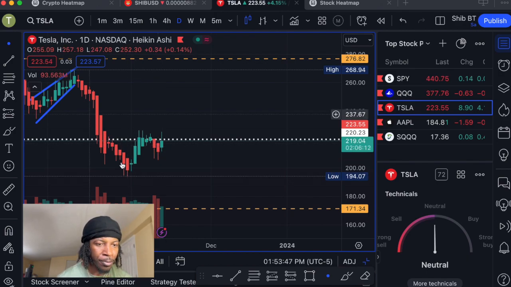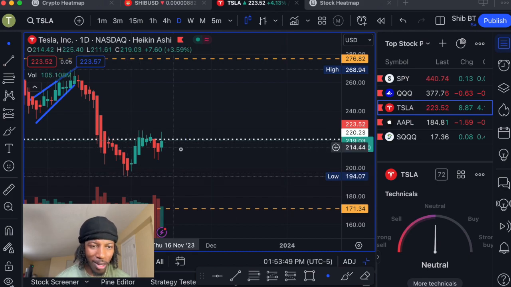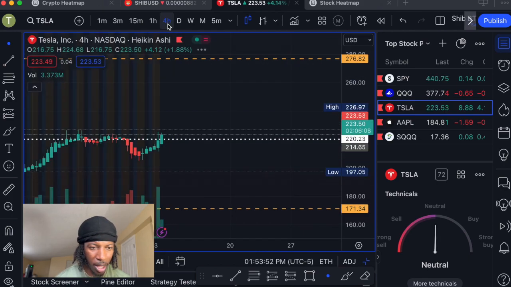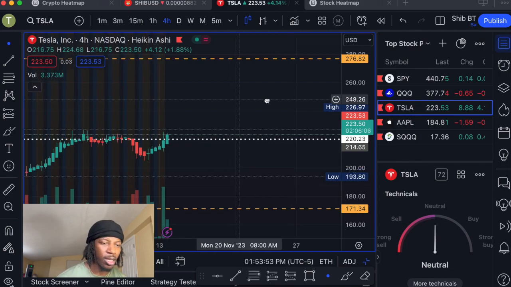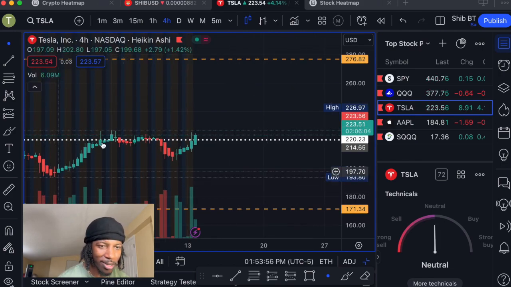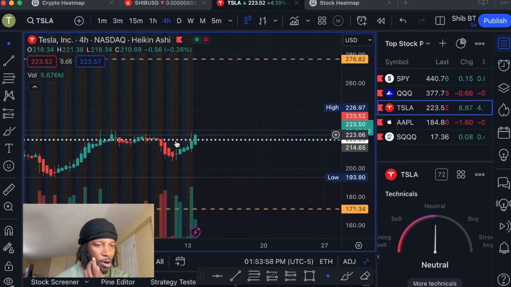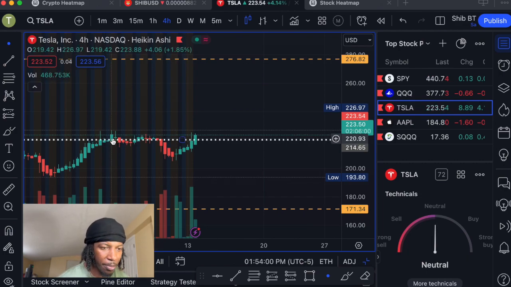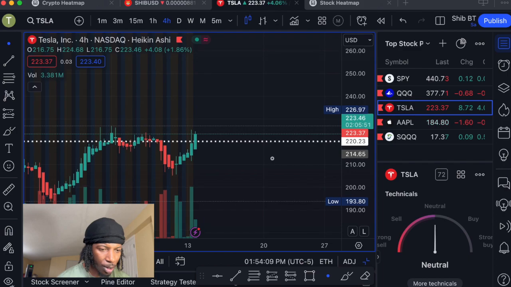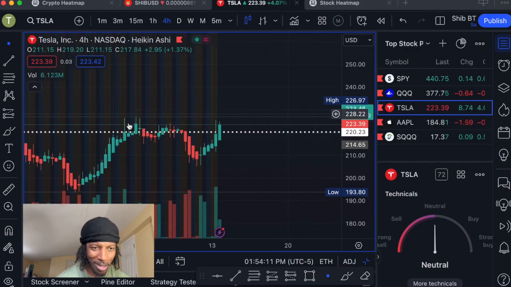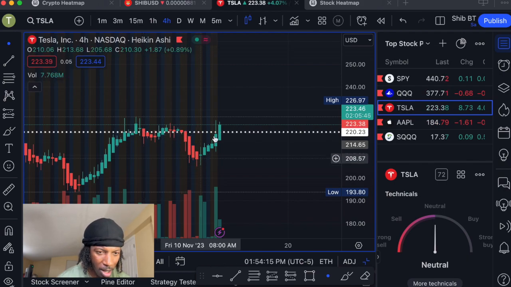As you can see, we pushed down to then consolidate. Let's click to our 4 hour. Our 4 hour says the same thing. Nice push down, nice push back up, and we've been kind of consolidating here since November 6th. We've just been in a consolidation place, finally looking to maybe break out of it, but not really, because we broke out up here before pushing back down and then even pushing lower.